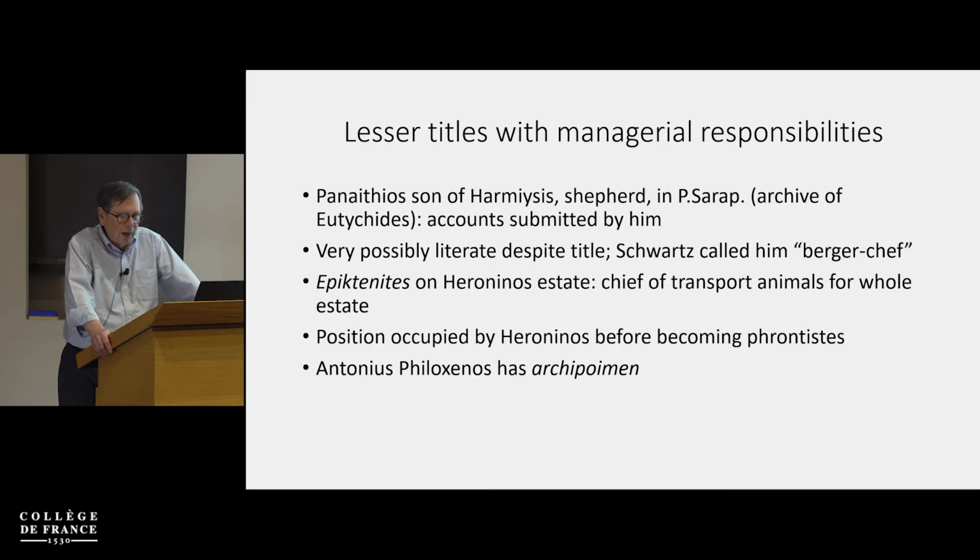If Heroninus was an epictenetes, it seems that literacy was here also a requisite. It is hard to imagine keeping track of all of the comings and goings of animals among the numerous estates without being able to write. Antonius Philoxenus, Appianus' son-in-law, had an archipoimen, a hint at central management of that kind of herd animals also. I believe that such people must be regarded as managers.